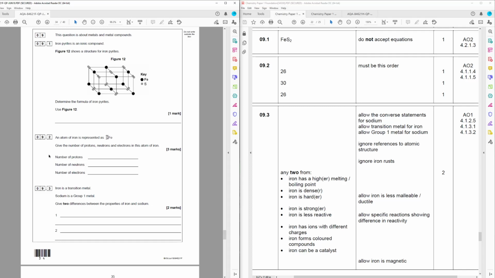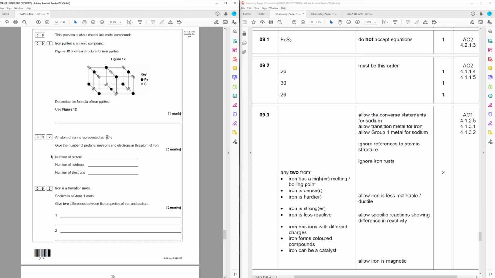Determine the formula. So the pattern here is we've got 1 black ion for every 2 grey dots of sulfur. So that's the ratio. If you added them all up and then simplified the ratio, or if you just looked at that pattern itself, it'd be FeS2. Obviously, that's got to be a capital F, a capital S, a lowercase e, and it's got to have that subscript 2. It's got to be in the right format.